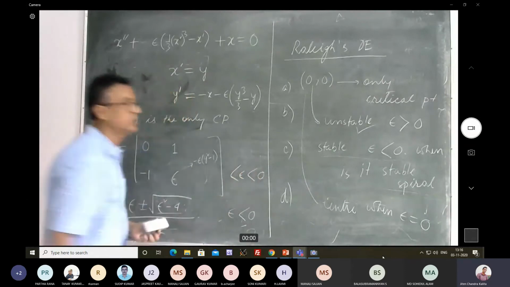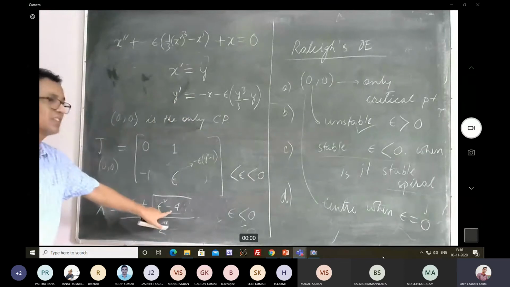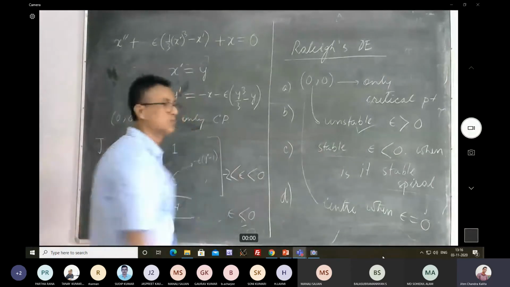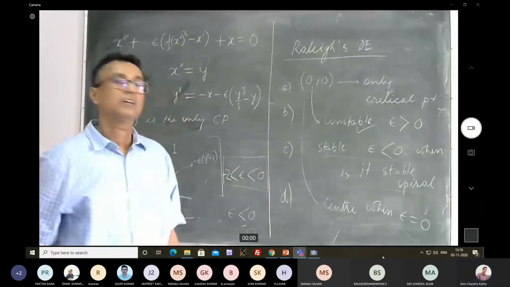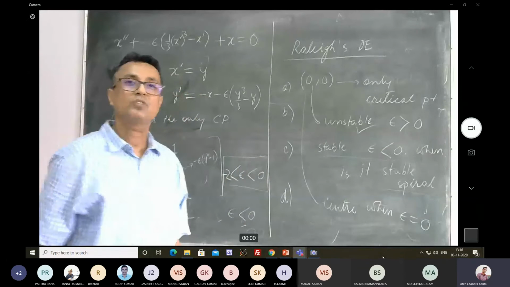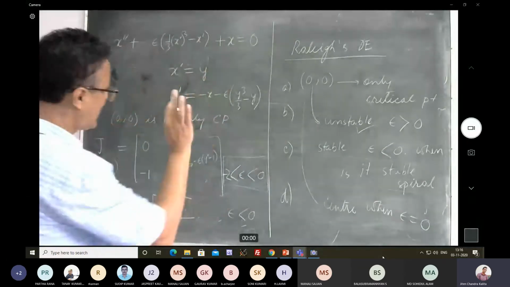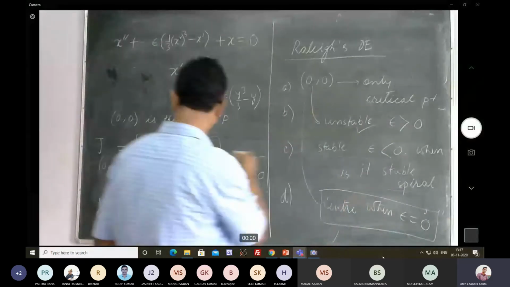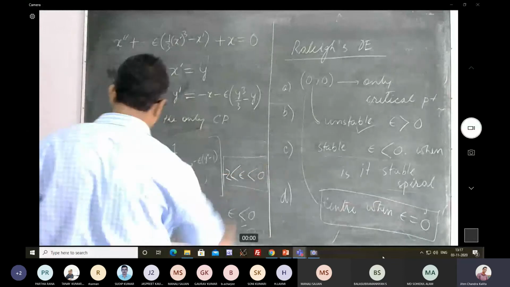Here, what should be there? In order to get this minus 2, right? Minus 2. Okay. So if this happens, I am going to get 0, 0 as a stable spiral. Okay. So now the last part is interesting. I would like to illustrate one more concept through that last part.